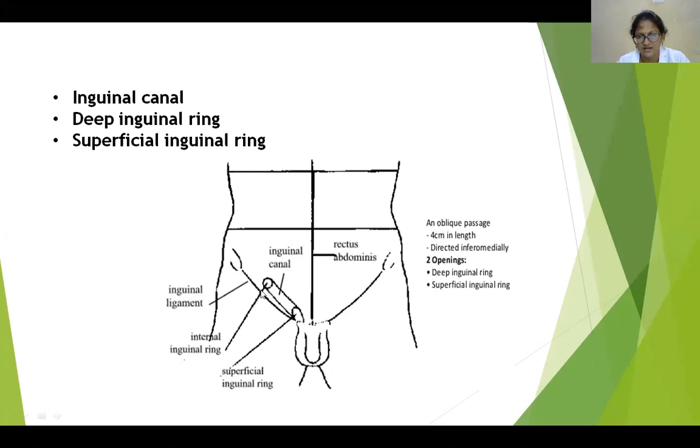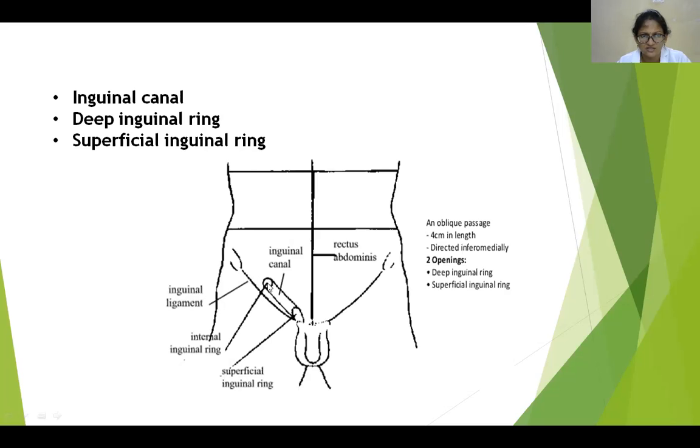How is this inguinal canal formed? The inguinal canal is formed by 2 rings: the deep inguinal ring and the superficial inguinal ring. Where should you draw the deep inguinal ring? Just about 1.2 centimeters above the mid inguinal point, you should draw a ring. This ring is called the deep inguinal ring.